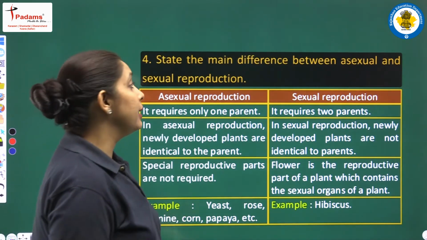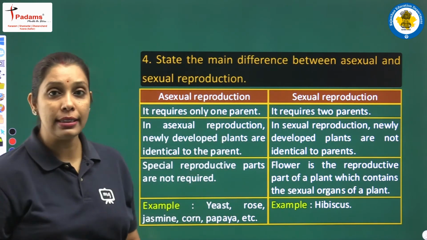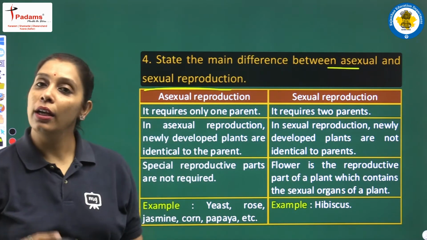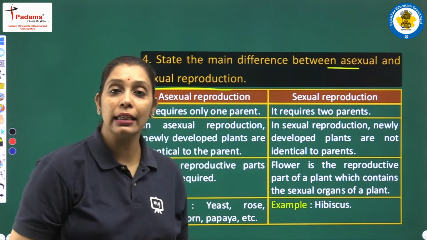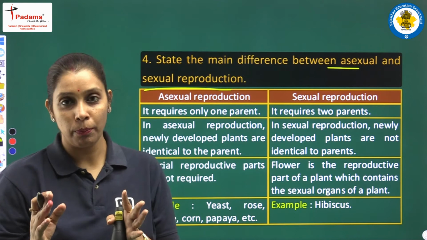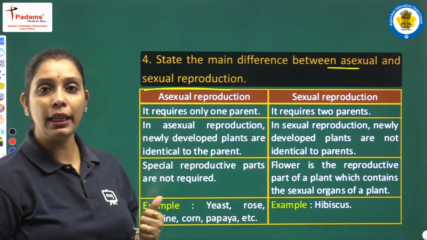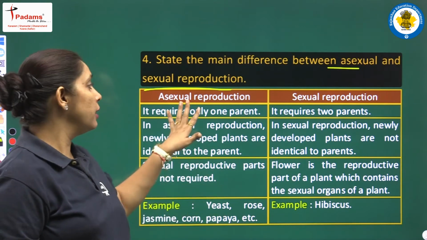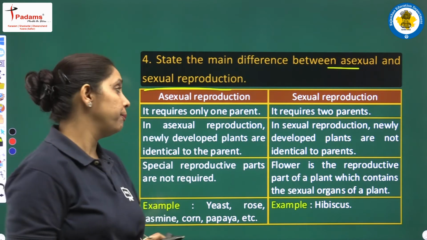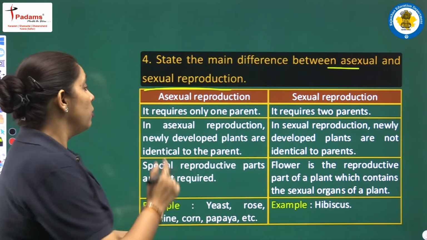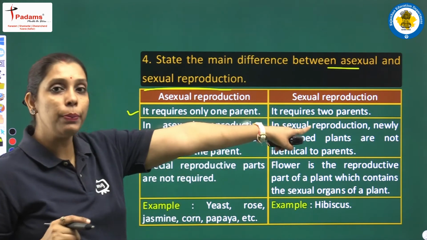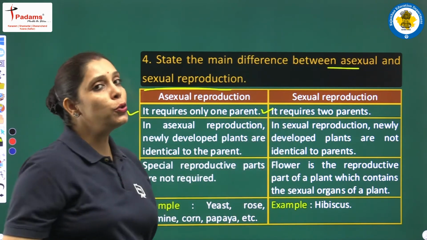Move to the next one, and the next question is: state the main difference between asexual and sexual reproduction. और जब भी हम differences की बात करते हैं class 7, I told you every time that you have to write down the difference in tabular form. ठीक है, यहाँ भी हम क्या करेंगे? Table बनाएंगे. In the first column we will write asexual reproduction. In the second column we have to write sexual reproduction. First, what is the difference? Asexual reproduction requires only 1 parent, and sexual reproduction requires 2 parents.